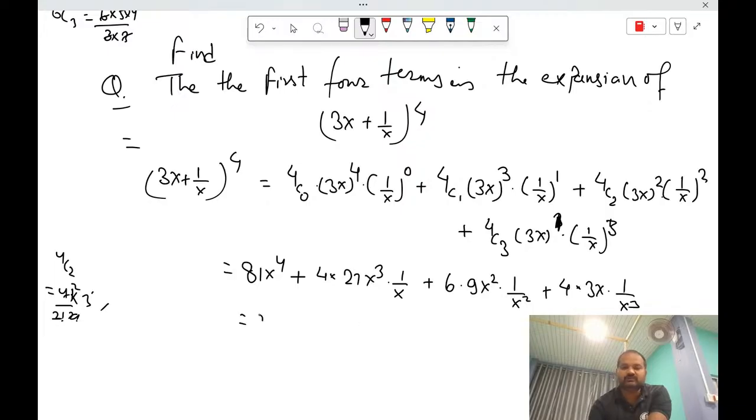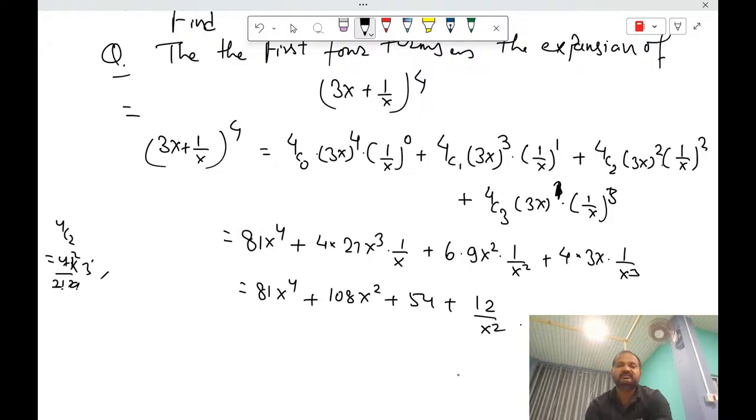So what are the terms? This one will become 81x to the power 4 plus, 27 into 4 it will be 108, and x cube divided by x gets cancelled so x square, plus 54, where x square gets cancelled, and then plus 12 divided by x square. These are the first four terms of this expansion.